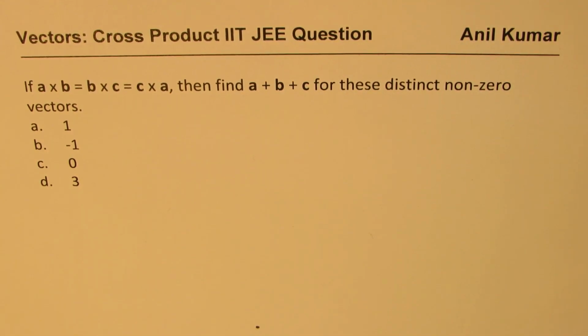Here is an excellent question from the IIT JEE Joint Entrance Examination on vectors. The question is, if A cross B equals B cross C equals C cross A, then find A, B, C for these distinct non-zero vectors. Four choices are given to you.